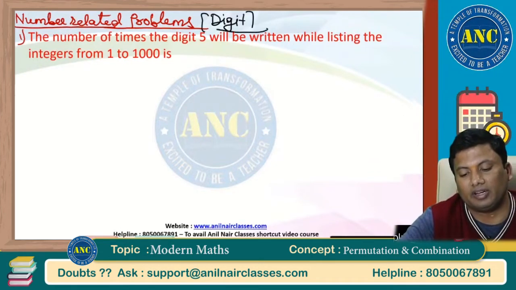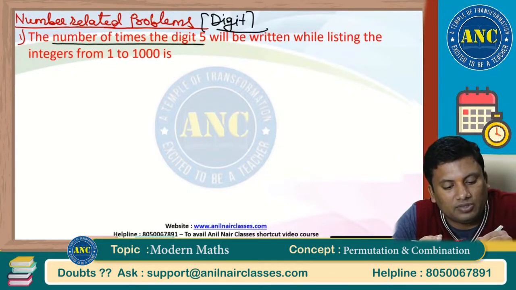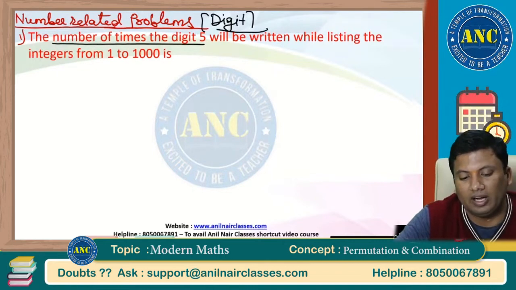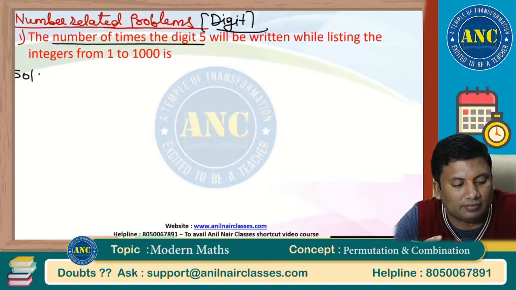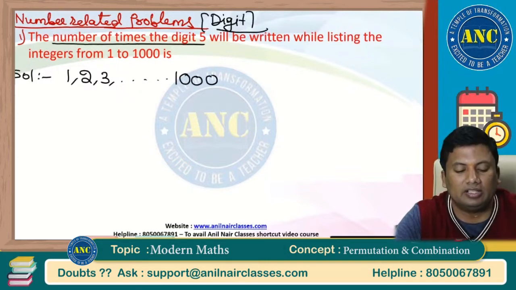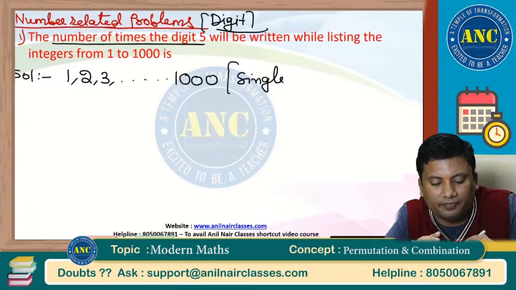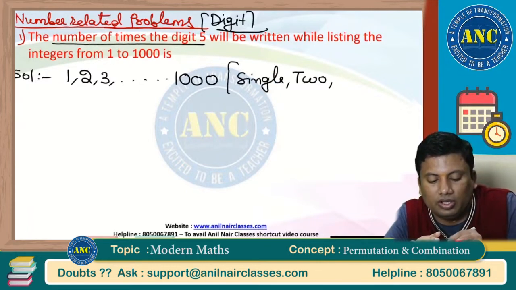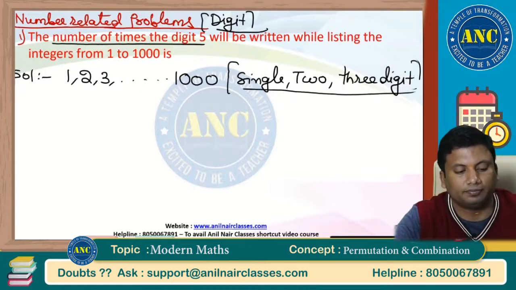Find the number of times the digit 5 will be written while listing all the natural numbers from 1 to 1000. Listen carefully, sir. You are listing all the integers from 1 to 1000. That means you are listing single-digit numbers, 2-digit numbers, and also 3-digit numbers.